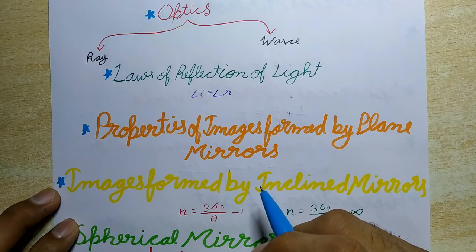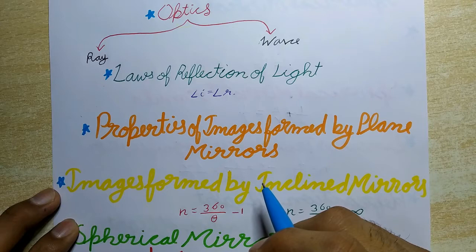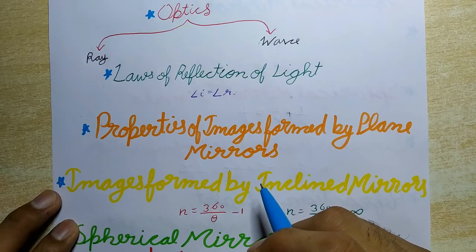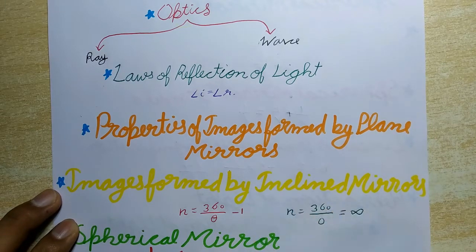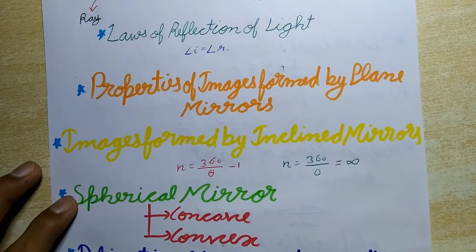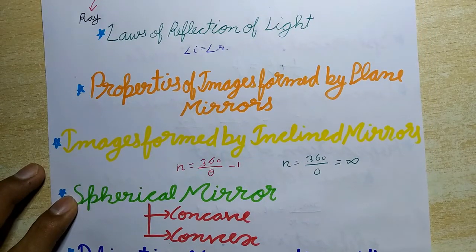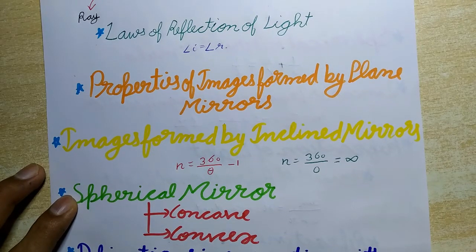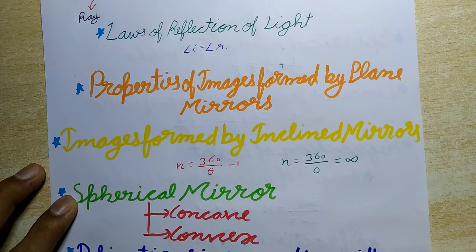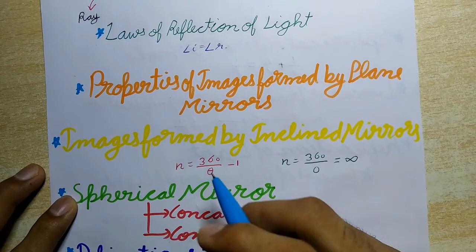And fifth, when a plane mirror is rotated through a certain angle, the reflected ray turns through twice this angle. Now next is images formed by inclined mirrors. When two plane mirrors are kept facing each other at an angle theta and an object is placed between them, a number of images are formed due to multiple reflections.